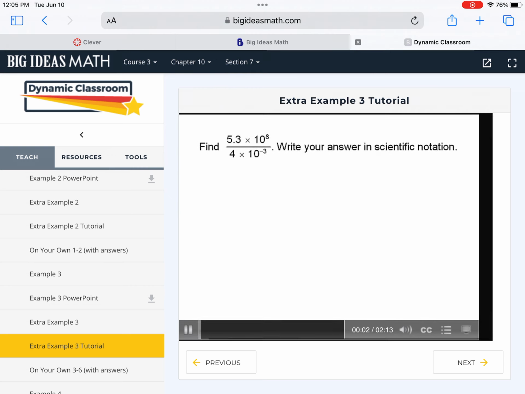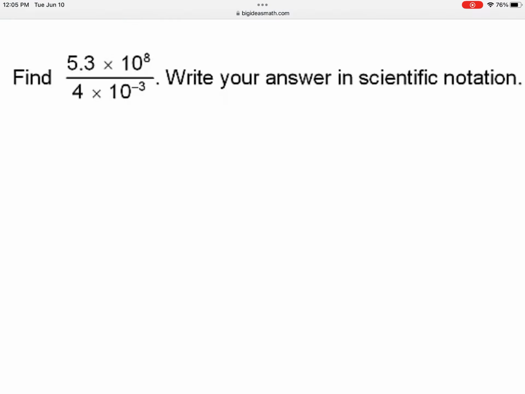Find 5 3/10 times 10 to the 8th divided by 4 times 10 to the -3rd. Write your answer in scientific notation. First, let's start by rewriting the problem. We have 5 3/10 times 10 to the 8th divided by 4 times 10 to the -3rd.